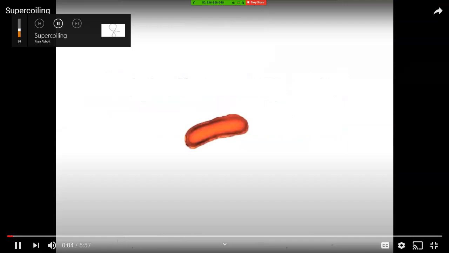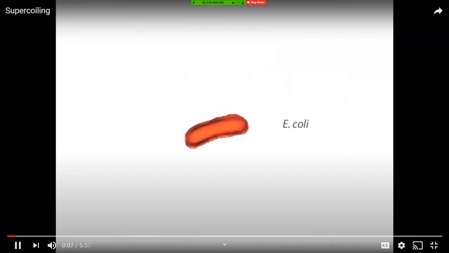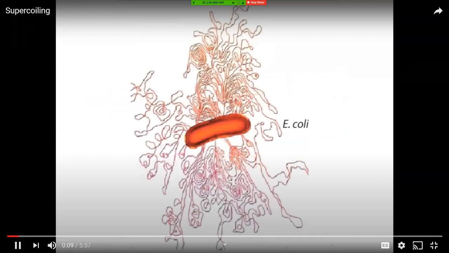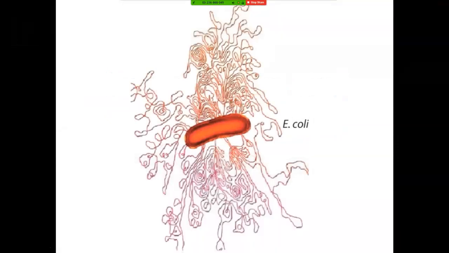In a remarkable experiment, a cell of E. coli was lysed, releasing its chromosome for electron microscopy. What spewed out of this single cell was a strand of DNA 1,500 times longer than E. coli itself. How could this enormous molecule fit into a single cell?